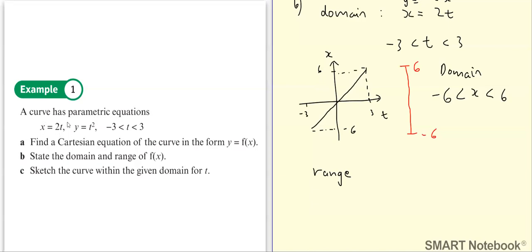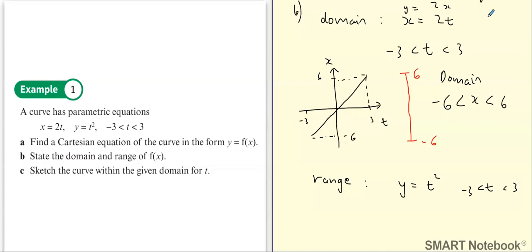For the domain we did x equals 2t. For the range we are going to do y equals t squared, and t still lies between -3 and 3. And again, just to draw a comparison, we are going to say y equals x squared, and this is like saying x lies between -3 and 3.